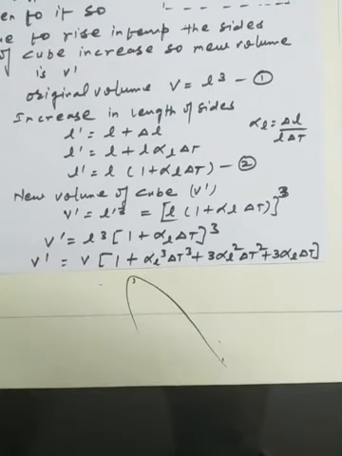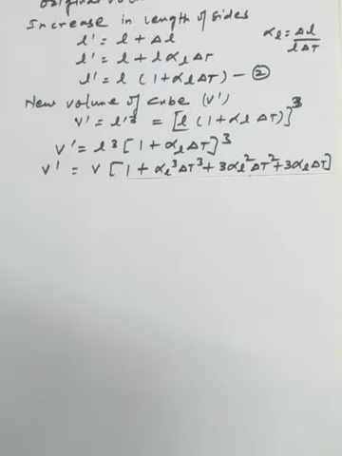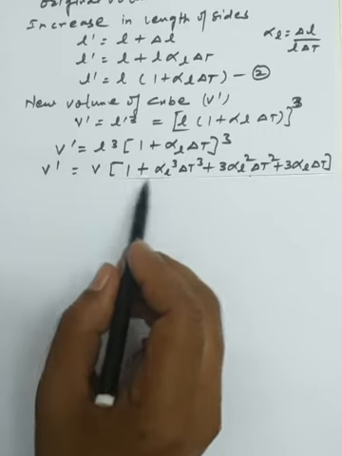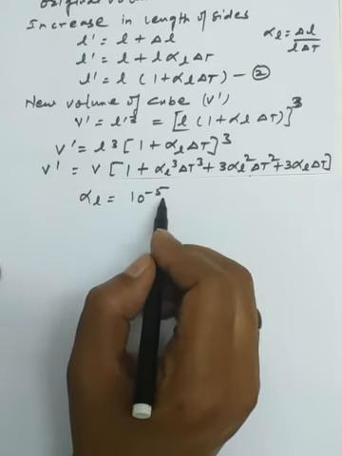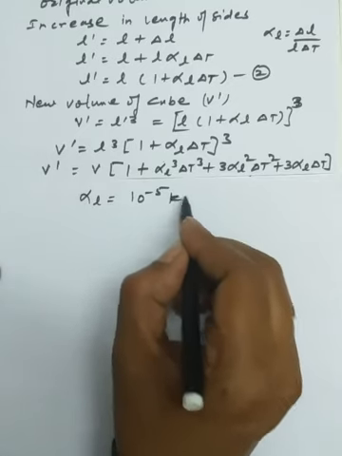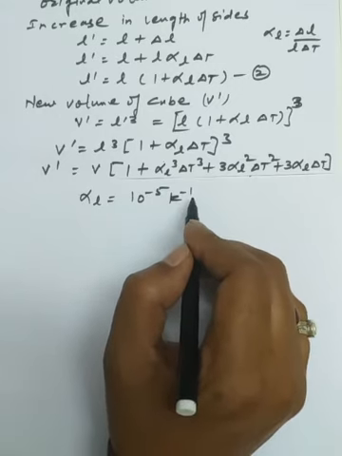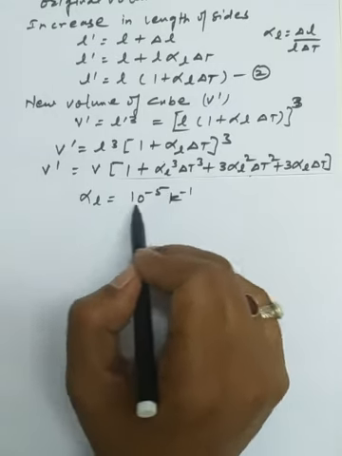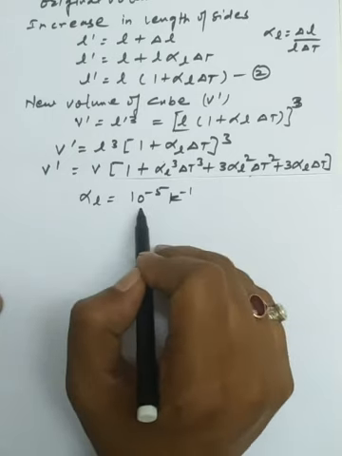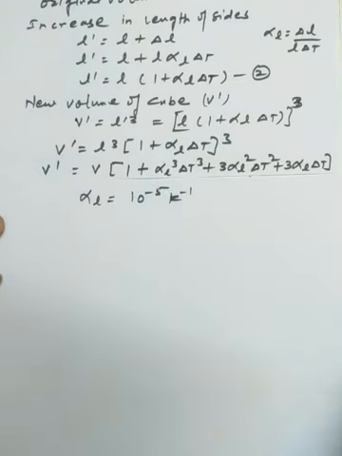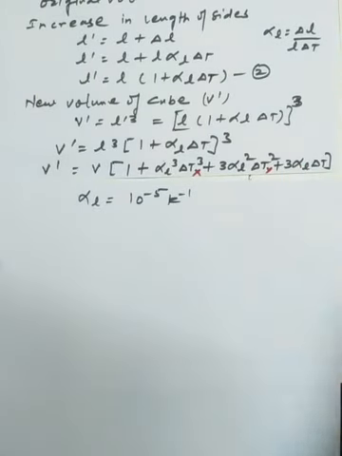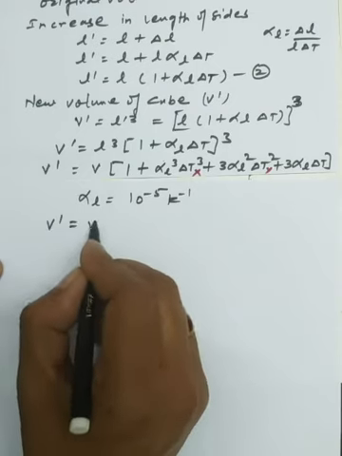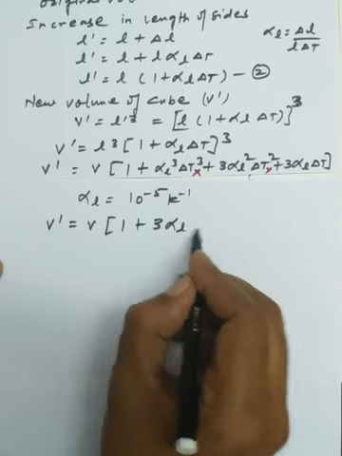Now what are the neglecting terms here? Keep one thing in mind: alpha L is of the order of 10 to the power minus 5 per Kelvin. Because the value of small alpha L is very small, the square and cube parts can be neglected in this equation. So we are not writing these terms, and we can cancel them. So V dash is equal to V times 1 plus 3 alpha L delta T.